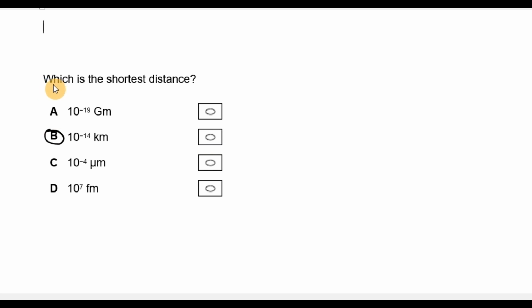A really straightforward question here. Which is the shortest distance? And we're given various value prefixes, giga, kilo, micro and femto, and we need to find out which is the smallest of these values. So the first one is 10 to the minus 19.